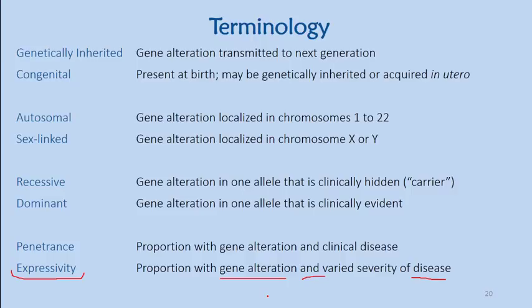Some examples, for instance, are cleft lip and cleft palate. There are so many different degrees of severity. You can have someone with just cleft lip, or with both cleft lip and cleft palate. You can have somebody with it unilateral or bilateral, mild, severe, etc. So this is a variance in how it's expressed, and that's expressivity.